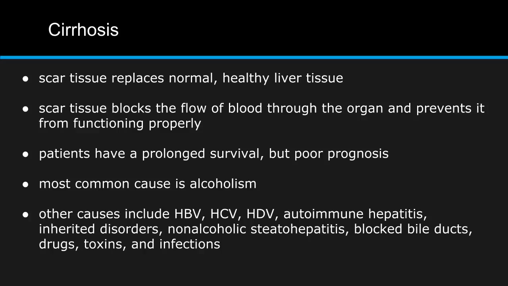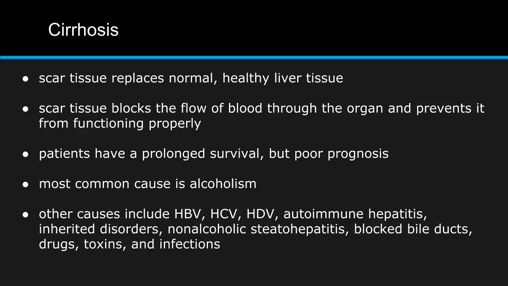Now let's look at cirrhosis of the liver. Cirrhosis is a clinical condition in which scar tissue replaces normal, healthy liver tissue and blocks the flow of blood through the organ and prevents the liver from functioning properly. Cirrhosis rarely causes signs and symptoms in its early stages, but as liver function deteriorates, the signs and symptoms appear, including fatigue, nausea, unintended weight loss, jaundice, bleeding from the gastrointestinal tract, intense itching and swelling in the legs and abdomen. Although some patients with cirrhosis may have prolonged survival, they generally have a poor prognosis.